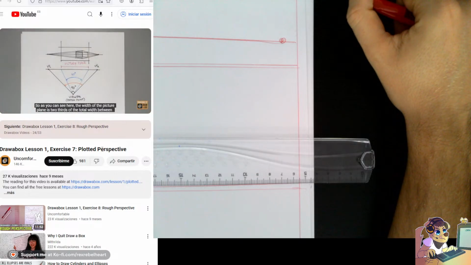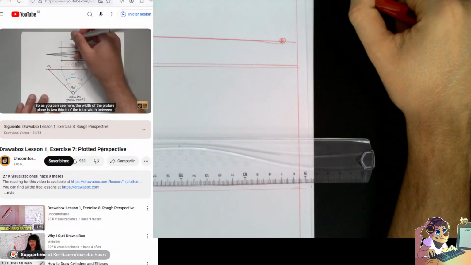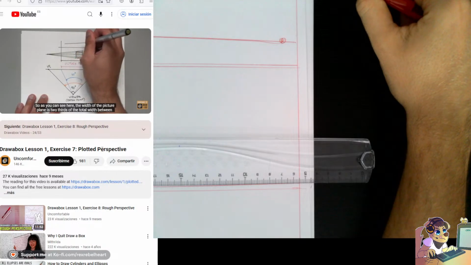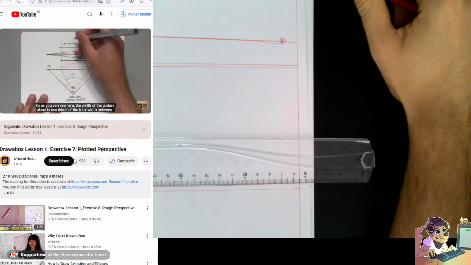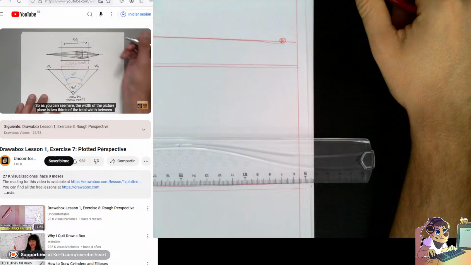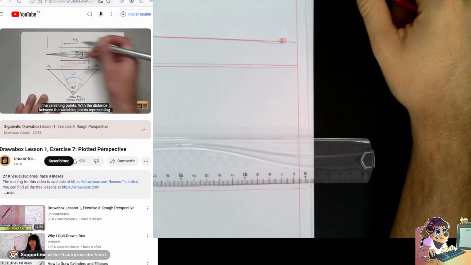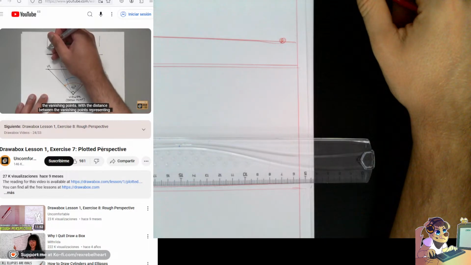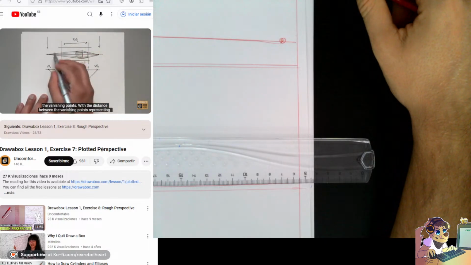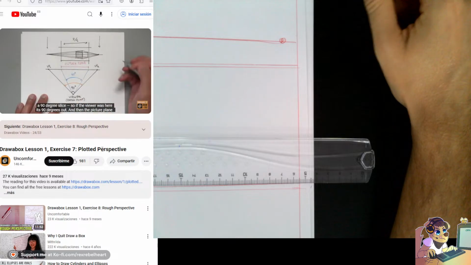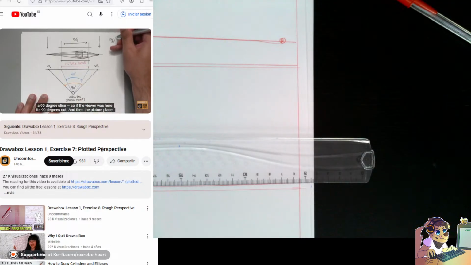So as you can see here, the width of the picture plane is 2/3 of the total width between the vanishing points, with the distance between the vanishing points representing a 90-degree slice. So if the viewer was here, it's 90 degrees out.